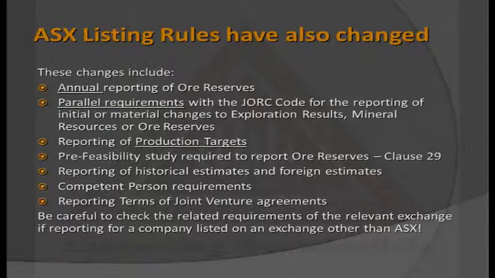Additionally, not part of the code, given that the code deals with exploration results, mineral resources, and or reserves, production targets were not considered to be an appropriate topic within the JORC Code itself, and is covered off at the behest of ASIC now in the listing rules. So companies reporting production targets need to comply with the listing rules in that regard.